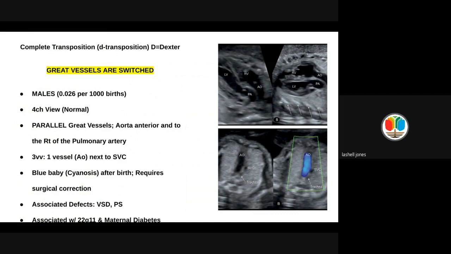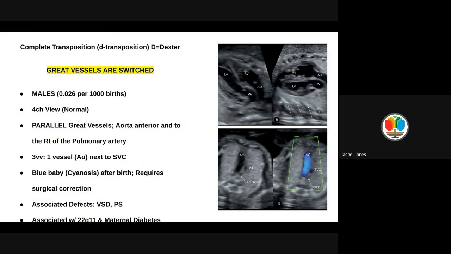Now, in your three vessel view, you're only going to see one great vessel, which is the aorta, usually the one that's present. The pulmonary artery sits behind the aorta, which is not seen in your three vessel view. Now, these babies are known to be blue upon delivery, so they need surgery. This is one of the heart defects that needs to be prenatally detected, so the parents, family, and staff can all be on board when delivery happens, so we can avoid having a blue baby.